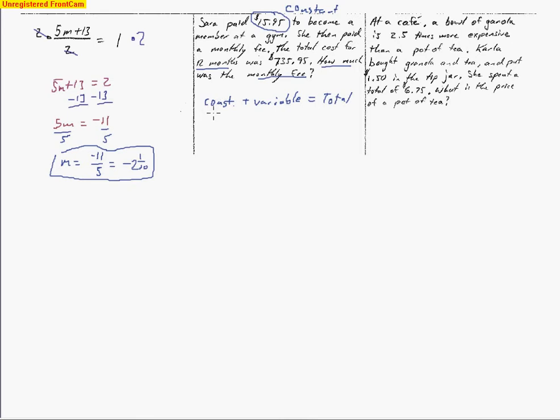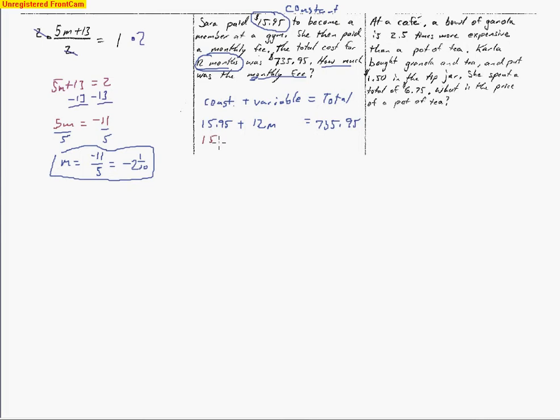So our constant was $15.95 plus our variable amount. We don't know the monthly fee, so let's call it M for monthly fee. So 12 months times the monthly fee, and then equals our total of $735.95. So again, the 12 months came from that we used it only for 12 months. So we're ready to go ahead and solve.